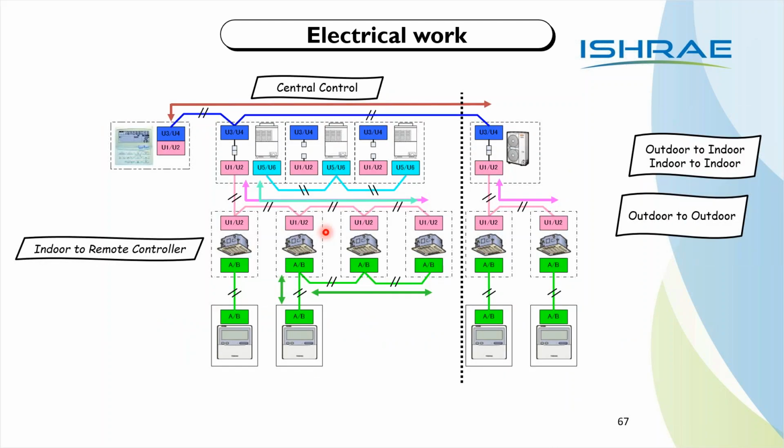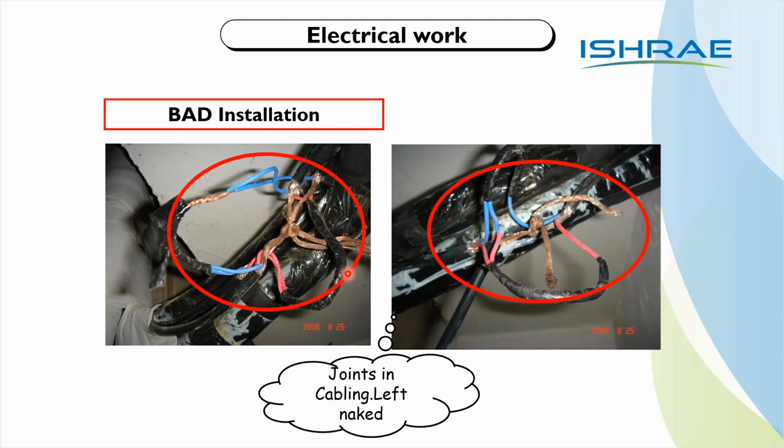Then the electrical cables, outdoor to indoor and indoor to indoor, are known as communication cables. The cables have to be run in the right way, which is specified in the manufacturer's manual. Again, do not have any cable joints. This will result in the cables getting heated, and this will result in more complaints. So do not have any joints.